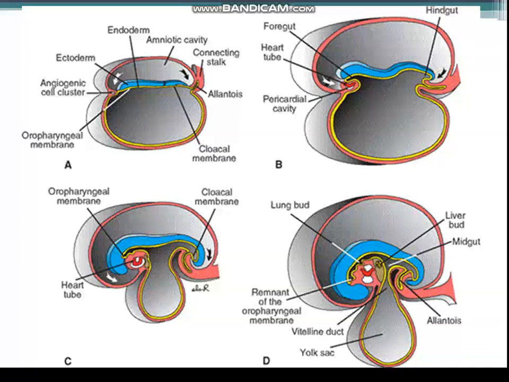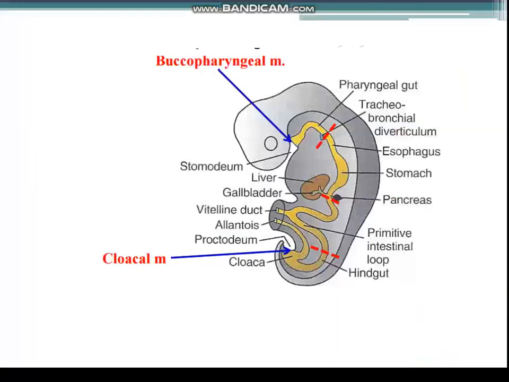Development of the primitive gut and its derivatives is usually taken in four sections. The first is the pharyngeal gut, or pharynx, that extends from the oropharyngeal or buccopharyngeal membrane, an ectodermal-endodermal thickening, to the respiratory diverticulum, the tracheobronchial diverticulum, which will give rise to the respiratory system.